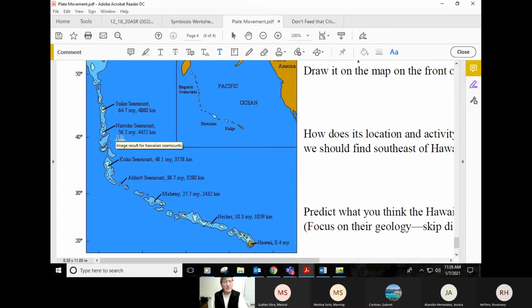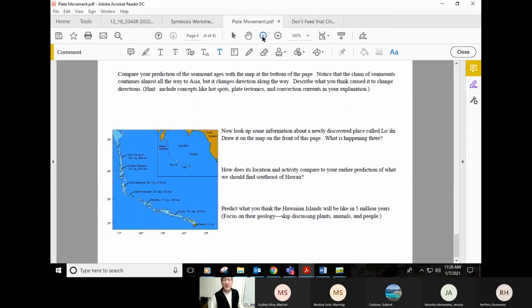48.1. What pattern do we see happening? 56.2, 64.7. Could you describe the pattern as the farther you go away from Hawaii, what happens to the age of the islands? That's what I would like you to do here, where it says compare your prediction. Just describe the pattern that we see. The further we go from Hawaii, the what happens to the ages of the islands?